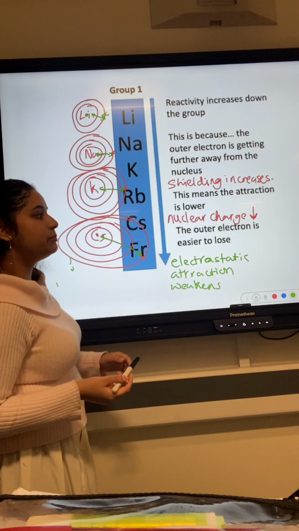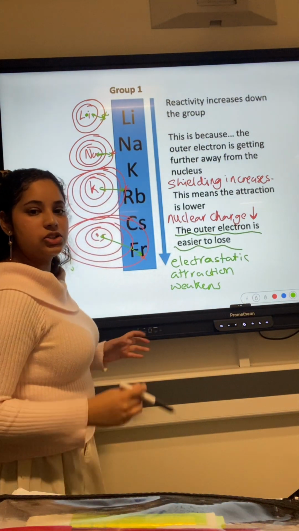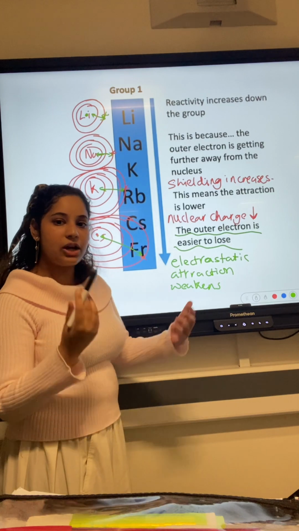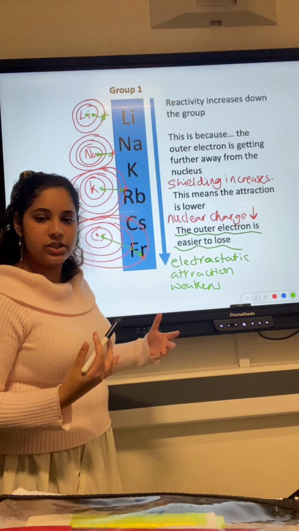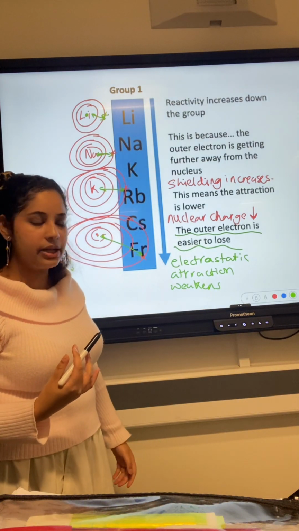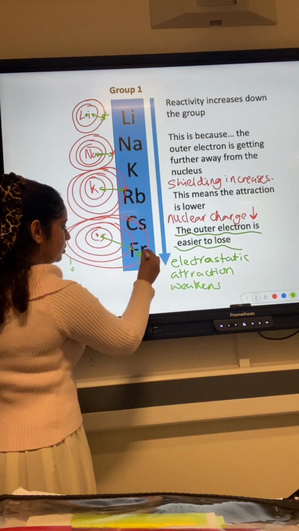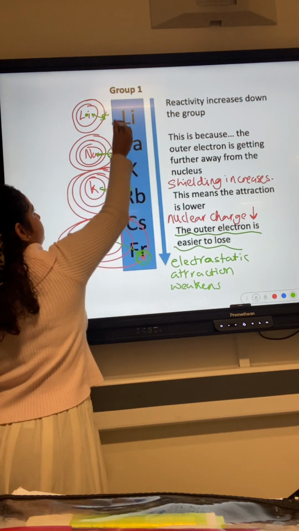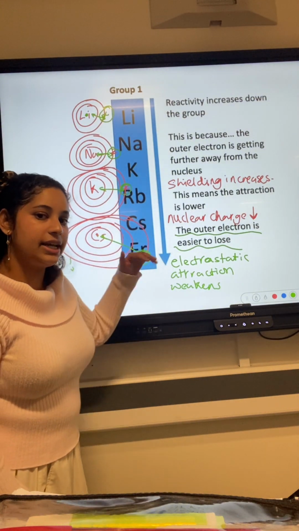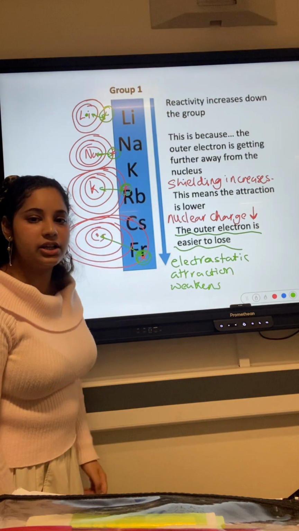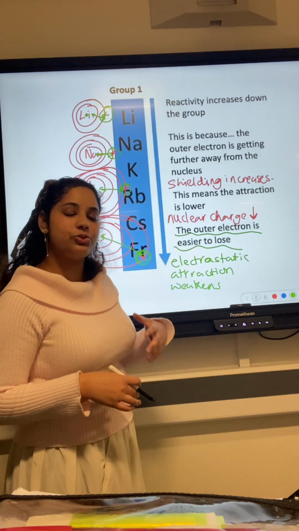What that means is that it becomes easier to lose the outer shell electron, okay? So like I said before, because we're talking about reactivity, in order for it to react, it needs to form an ion. To form an ion, it needs to lose an electron, okay? So as we go down, it becomes easier to lose that outer shell electron, okay? So if it becomes easier to lose that outer shell electron, as we go down group 1, the reactivity increases, okay? The opposite is true for halogens, which we'll have a look at later.